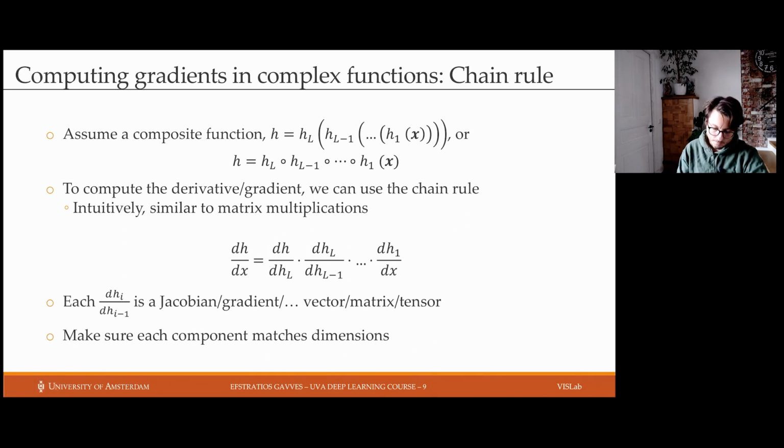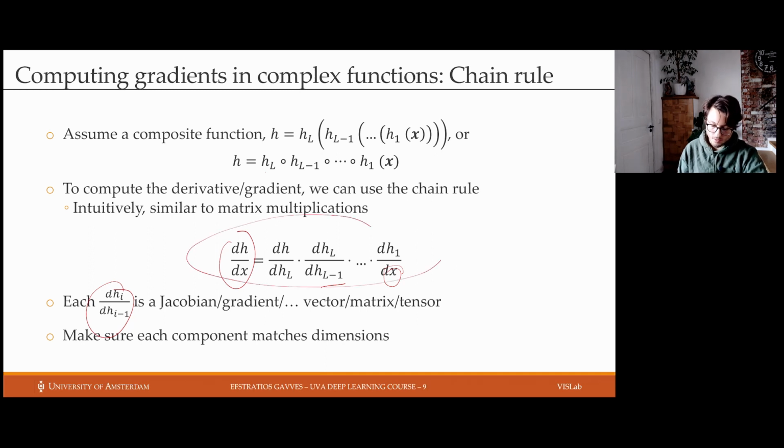we can use the chain rule. Specifically, the chain rule basically decomposes the total gradient, the final gradient for one function, to a multiplication of partial derivatives of the functions that compose the total function. So if our function comprises L nested functions, then dh over dx equals dh over dh_L times dh_L over dh_{L-1}, and so on and so forth until we arrive at the input.